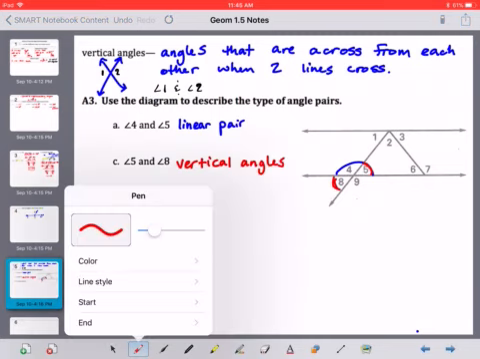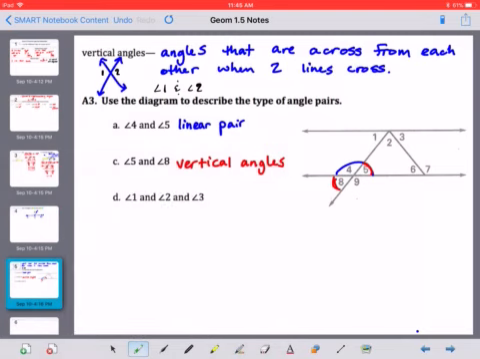All right, and lastly, angles 1, 2, and 3. Well, they are all next to each other and they do make 180 degrees. But for a linear pair, the word pair means two. So all we can really say about these 3 angles is that they're supplementary. If it was only 2 angles, we could say a linear pair, but you can't have a pair if you have 3.